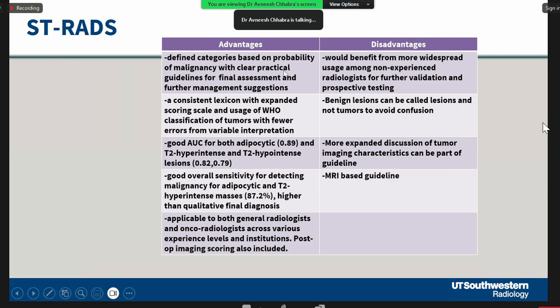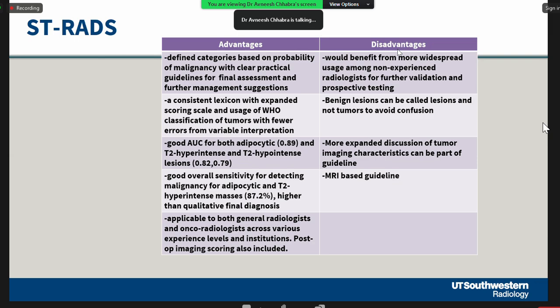So the advantages: it had defined categories, again similar to O-RADS, clear practical guidelines on what to do for management, a consistent lexicon with an expanded scoring scale and usage of the WHO classification. We took all 12 tables of the WHO 2020 criteria and took tumors from that, which we see in our practice. Good area under the curve, good overall sensitivity for adipocytic and T2 hyperintense, higher than the qualitative diagnosis. For T2 hypointense, it was slightly lower. And it's applicable to both general radiologists and oncoradiologists, and post-op imaging scoring was also there, just like O-RADS.